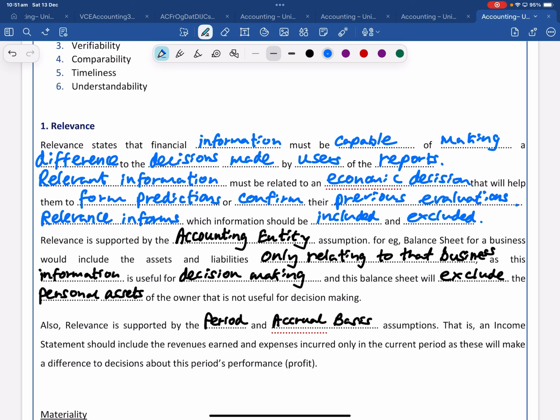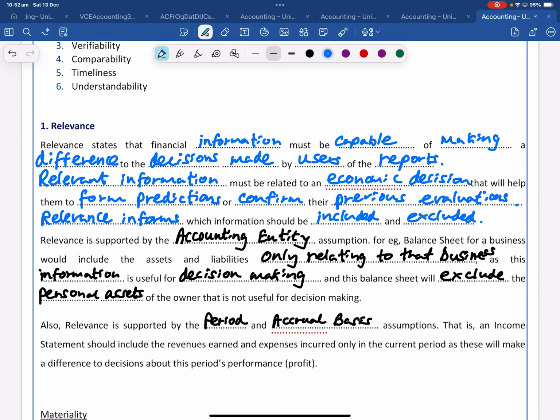Okay. So what do we expect from excluding the business owner's personal assets and liabilities from the business ones? To make sure that the information is only relevant to the business, so that the people who are making decisions about the business are making decisions on the correct information, right? They are not misled. Yes. Okay.